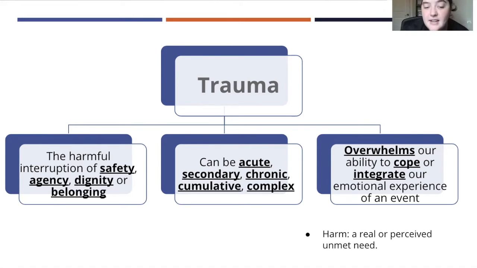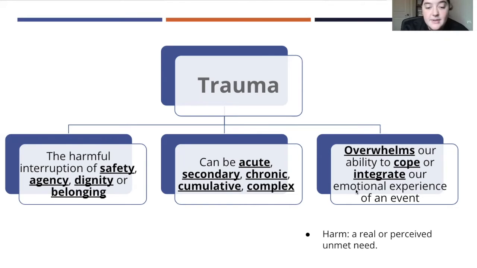Trauma can also be secondary, which is exposure to the trauma of others, by being in close contact with the traumatized individual. So that could be witnessing a trauma or being in relationship with someone going through a hard time. Trauma can also be chronic. That's something that happens over time rather than at one point. It's multiple varied events, things like neglect, domestic violence, an incident of war are all examples of chronic trauma.